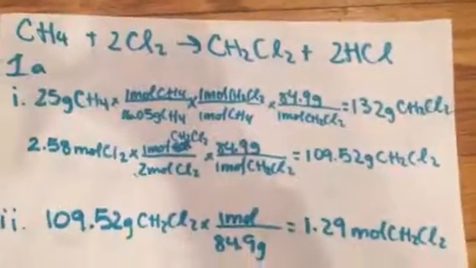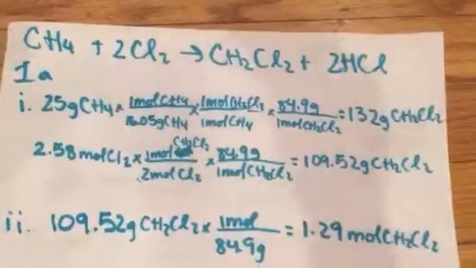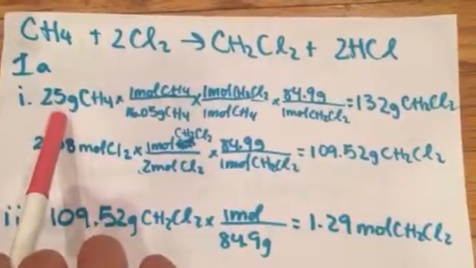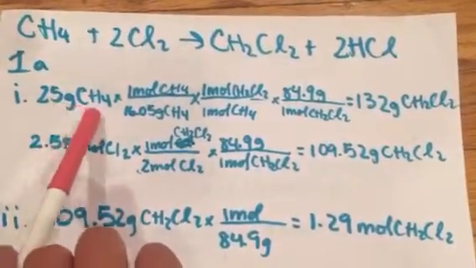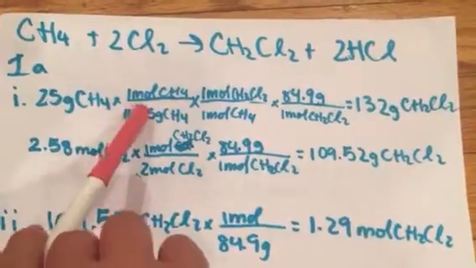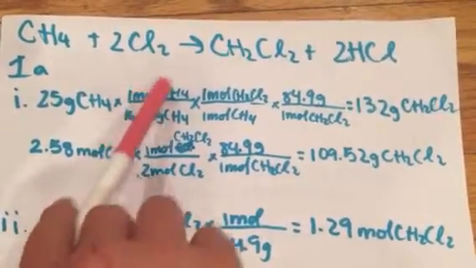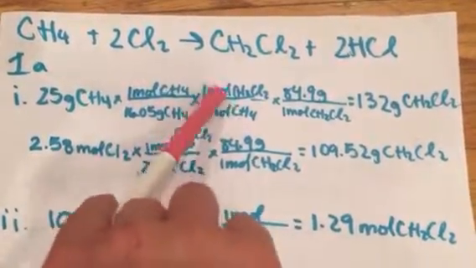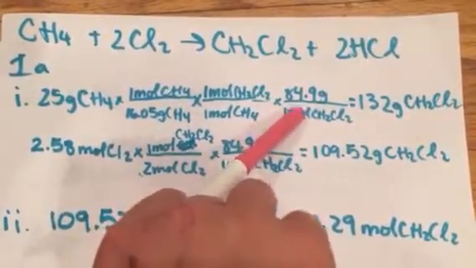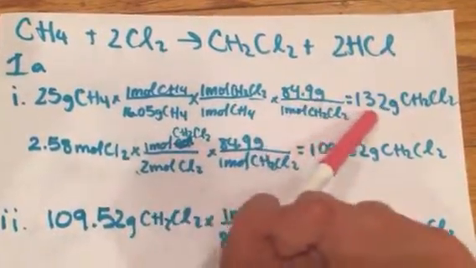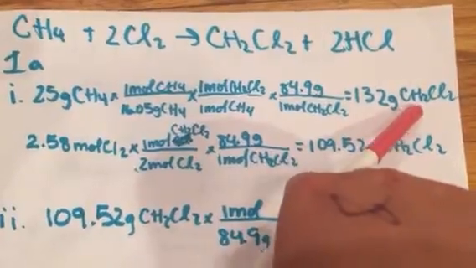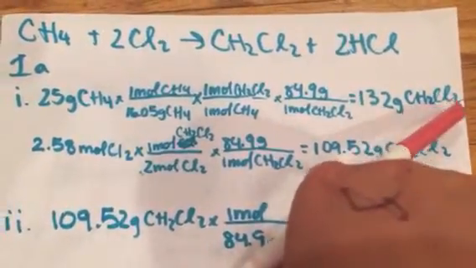So we're going to look right here for part 1. We're going to use the 25 grams of methane that it gives us. We're going to convert that into moles. We'll do a mole to mole ratio and then convert the CH2Cl2 into grams. That's going to give us 132 grams of CH2Cl2.